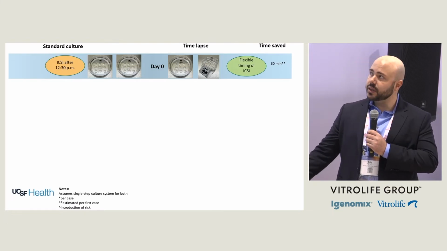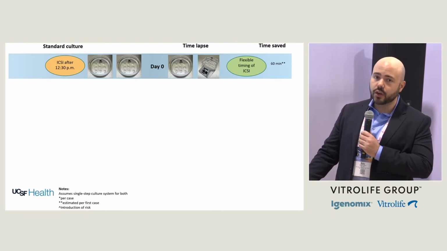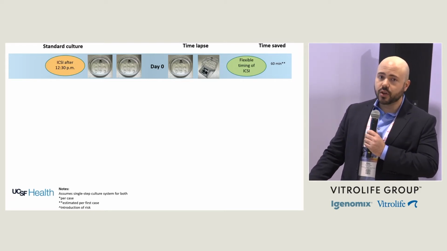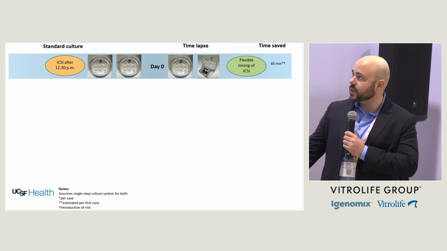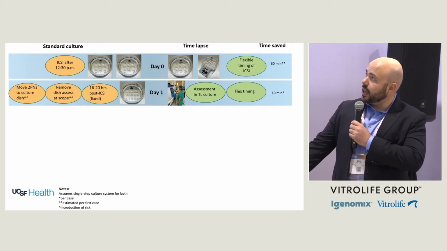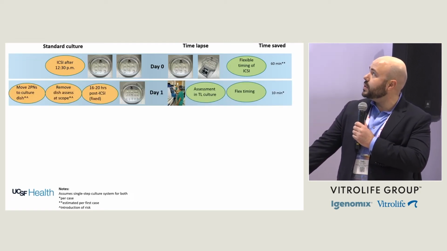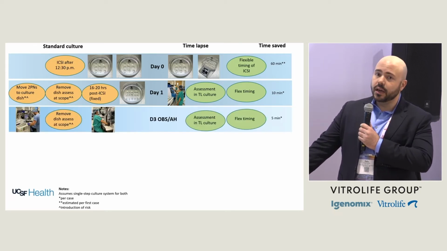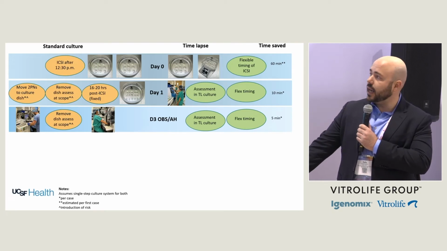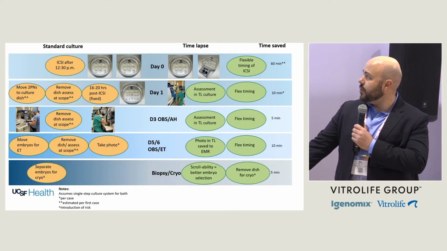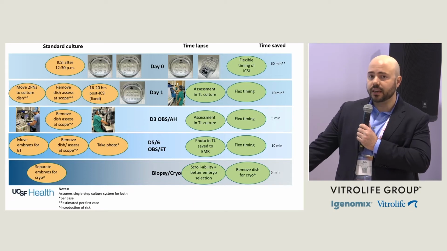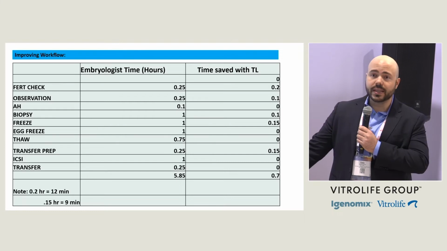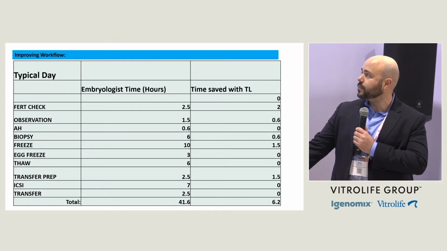So for example, here is just the table that we had set, which is a standard culture versus a time-lapse, and how long can you save between your standard culture and also your time-lapse system. That is for day 1. You have your 10 minutes saving. From your day 3, day 5 observation for your assisted hatching. So if you sum all of that time that you have saved, it can really make a difference between an embryologist time versus the time that you have saved with the time-lapse.